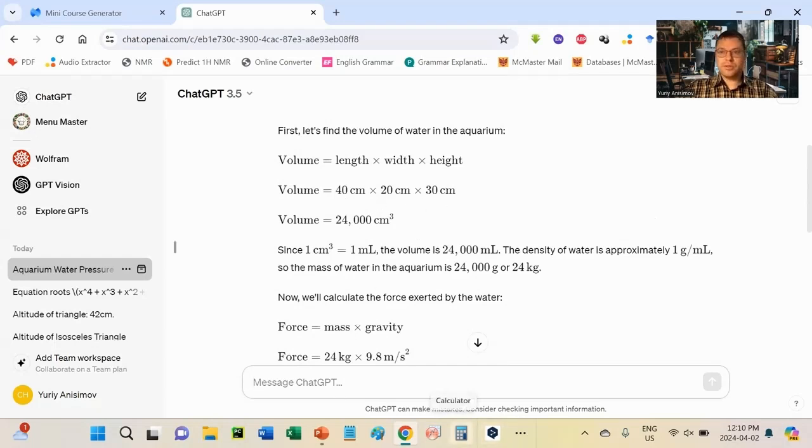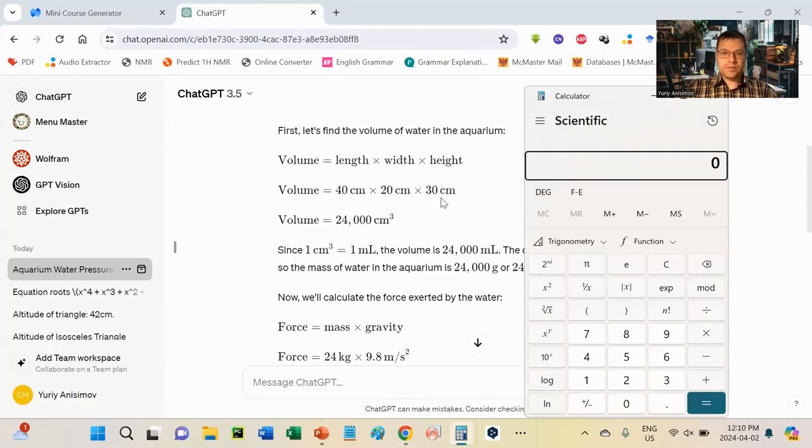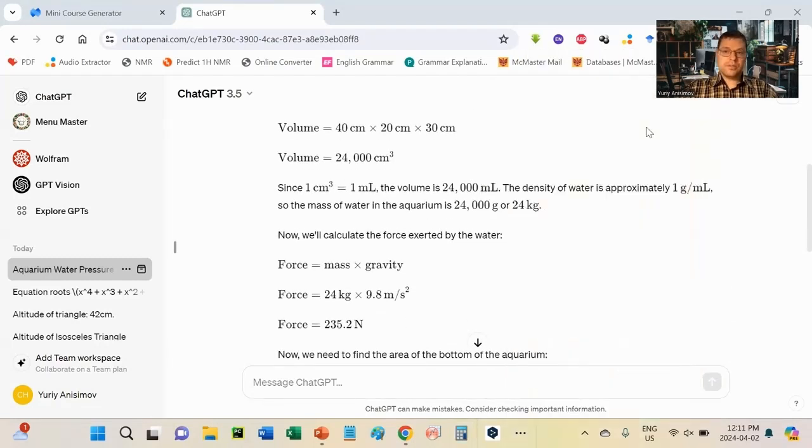I will just pull out a calculator and do that quickly. So, well, 4 times 2 times 3 is 24,000, that's correct. So this is right, and this is milliliters, and this is 24 liters, that is 24 kilograms, because the density of water equals unity, right? So I'll just go here, 24 times 9.8, and it's 235.2. All right, GPT 3.5 solved it correctly. So we see for this kind of task, GPT 3.5 is enough.